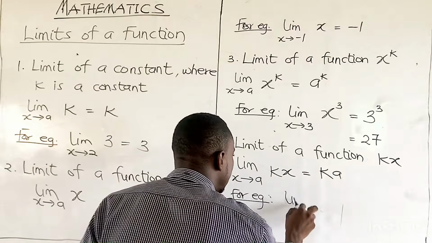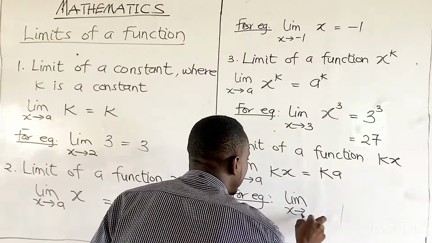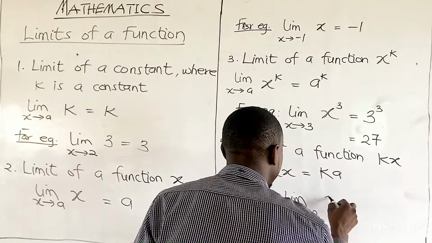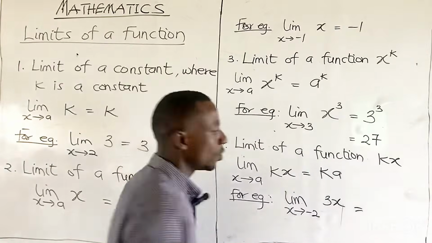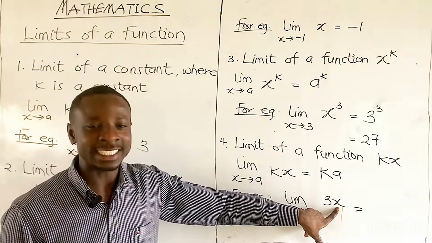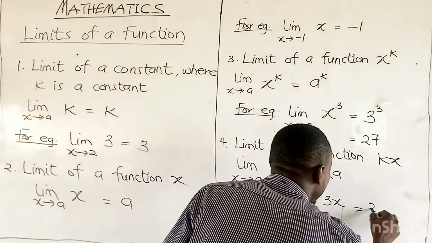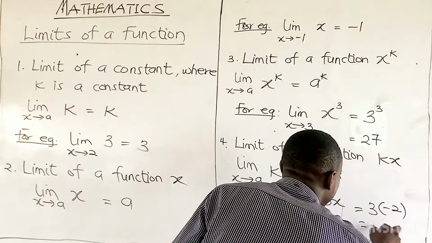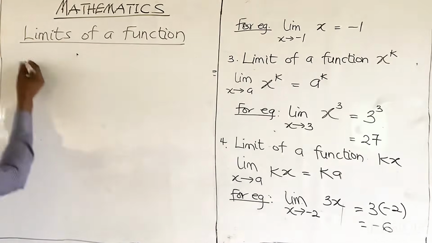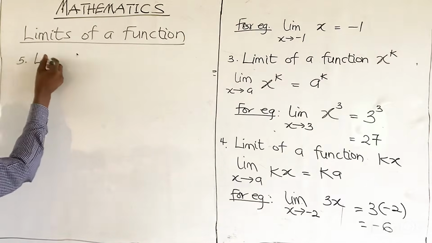So we have limit as x approaches -2 of, let's say, 3x. At this point, I'll just substitute the -2 where I see x. So I have 3 multiplying -2, and the answer is going to be -6. Now the next one is going to be limit of the function f of x multiplying g of x.